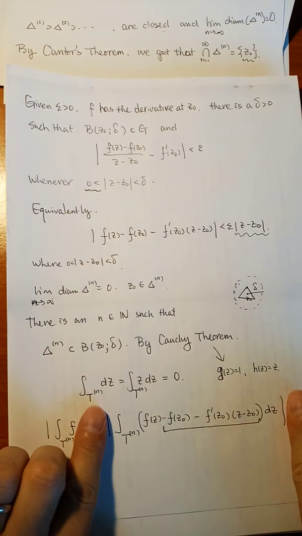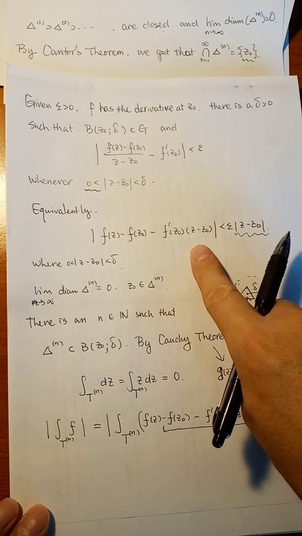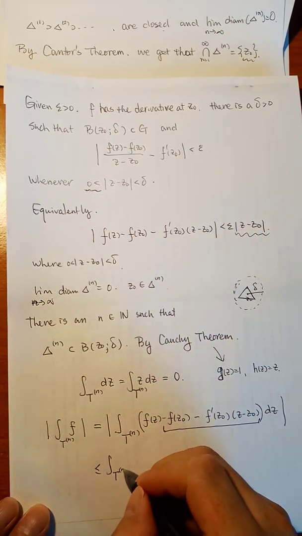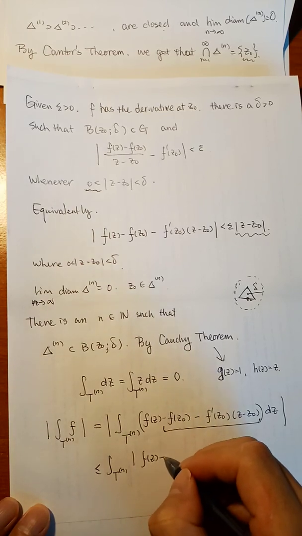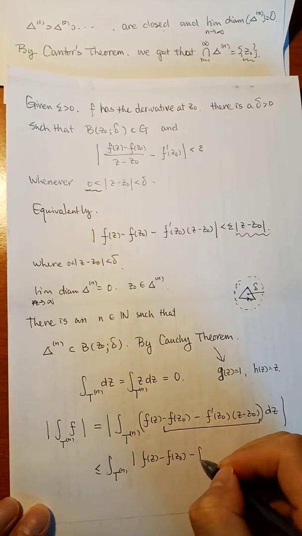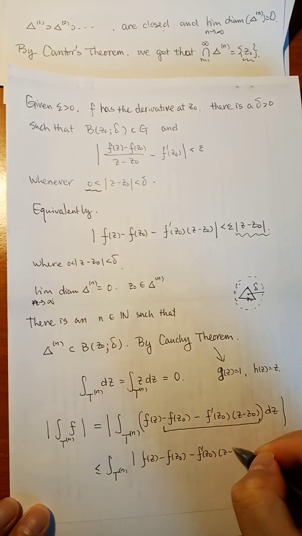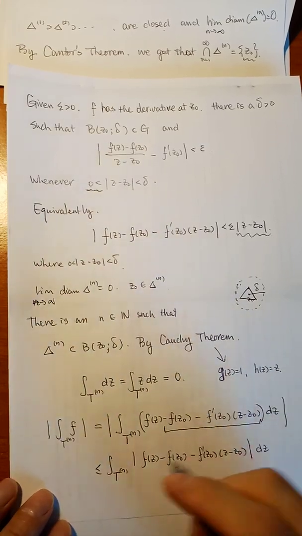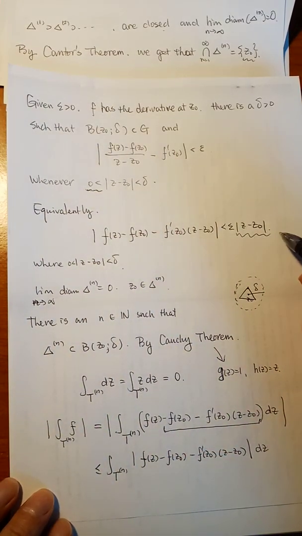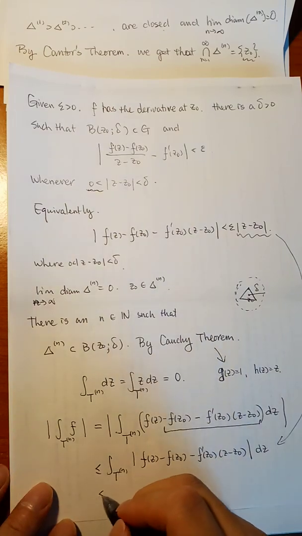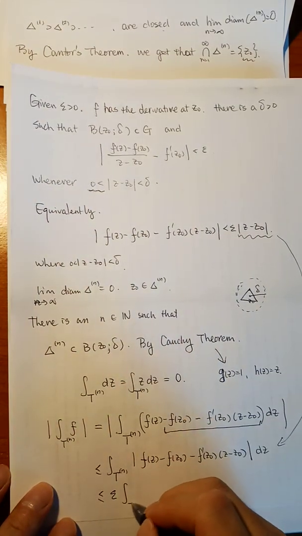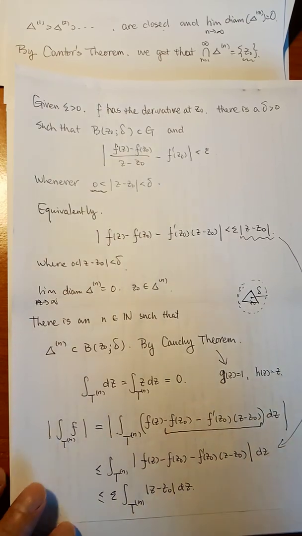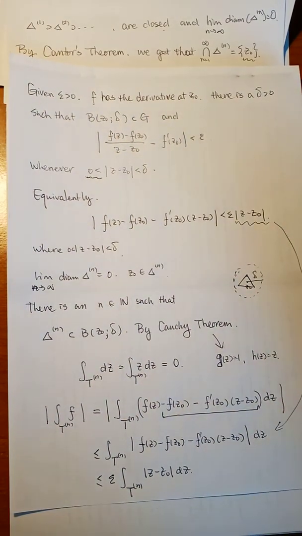And then we can move this absolute value inside and apply this inequality. So it's less than or equal to, first let's write this middle step. You first move this absolute value inside the integral, and then you apply the triangle inequality. So it's less than or equal to epsilon times the integral along Tn of |z minus z0| dz.